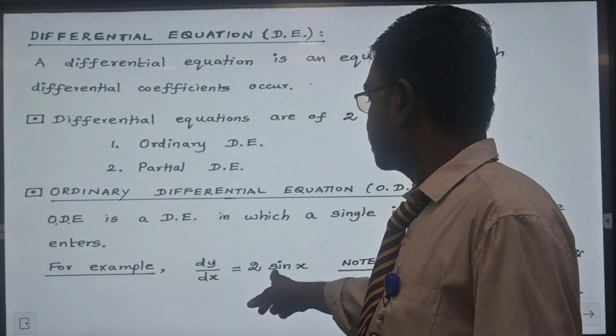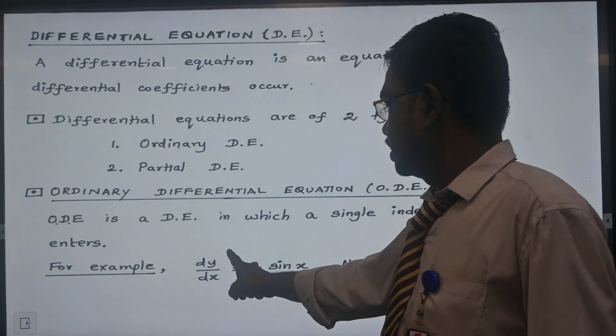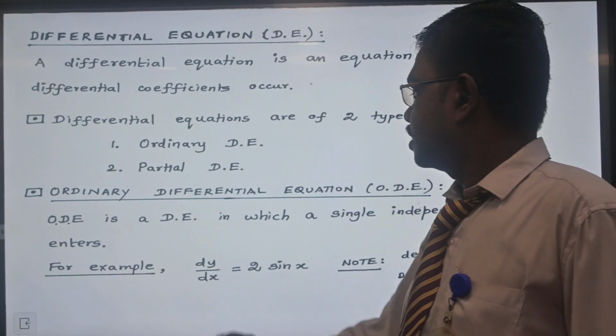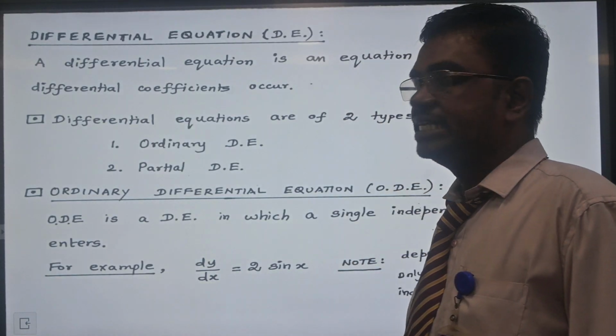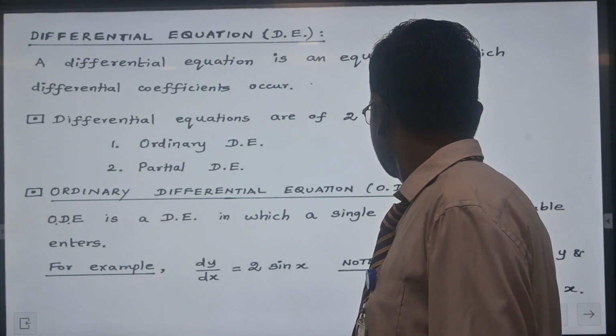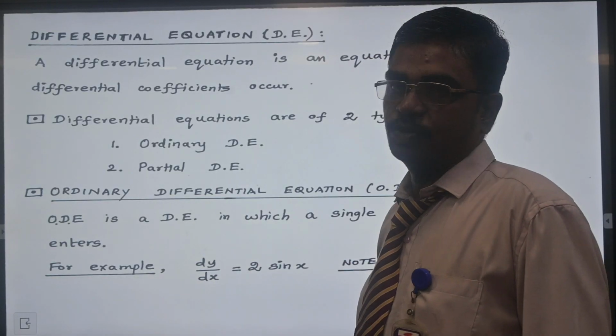So this is the example. Let me also say dy by dx equal to 2 sin x. This y is the dependent variable and x is the independent variable. So only one independent variable is here. Therefore it is an ordinary differential equation.